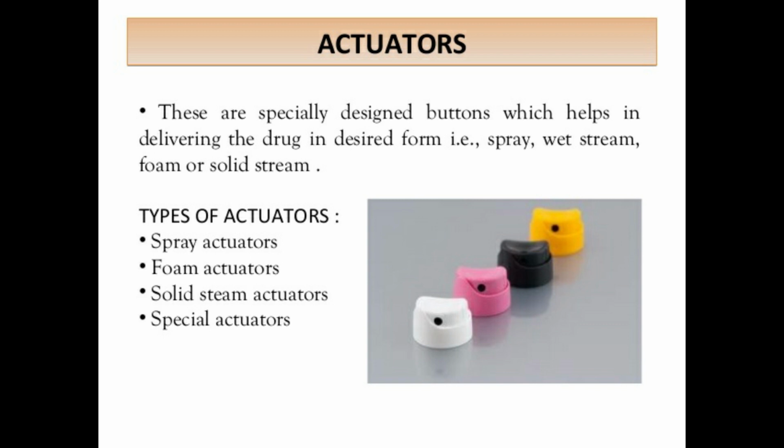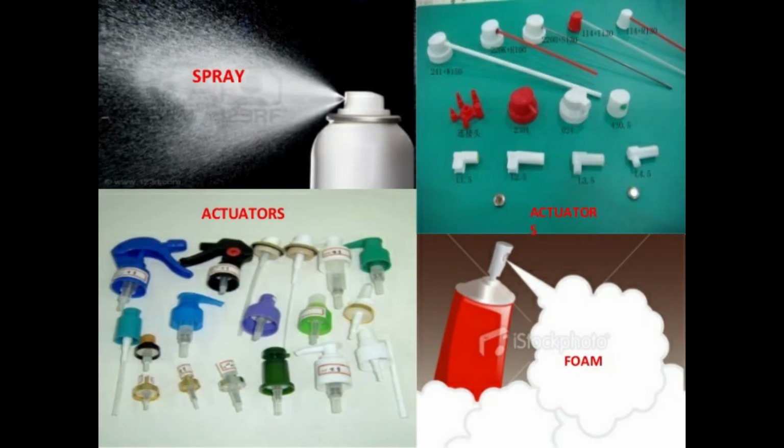Now we will discuss actuators. The first one is spray actuators. It can be used for topical preparations such as antiseptics, local anesthetics and spray on bandages, etc. It allows the stream of product, concentrate and propellant to pass through various openings and dispense as spray. Next, foam actuators. It consists of a large orifice which ranges from 0.070 to 0.125 inch.